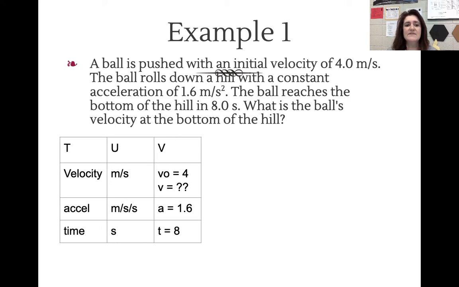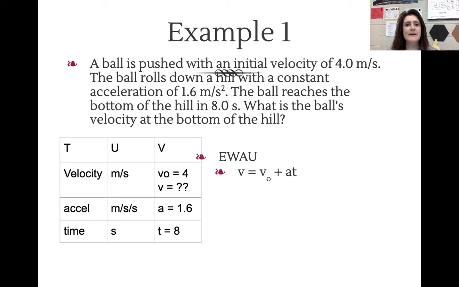Notice that I'm given velocity in meters per second, and they tell me that V naught is 4. I'm given acceleration in meters per second squared of 1.6, and I'm given a time of 8 seconds. All of my units do match, so I do not have to do any conversions before I can solve the problem. Then, solving the problem using EWA: equation, work, answer, units.